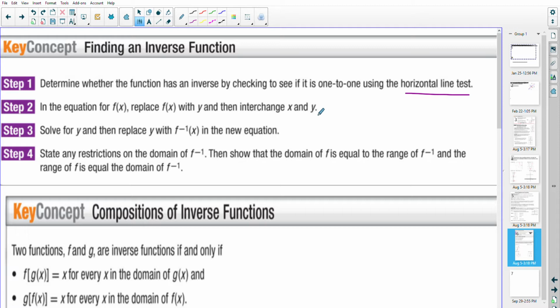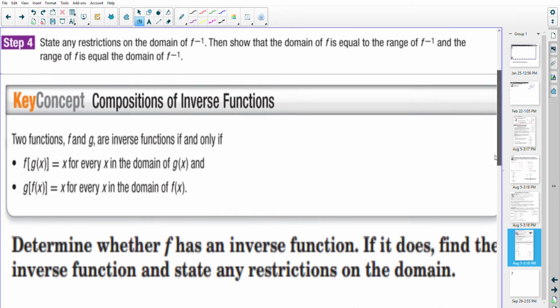That makes sense because when you go from a function to its inverse, you're switching the x and the y, or the domains and the ranges. Then you're going to solve for the new y and replace it with f inverse of x. And lastly, state any restrictions on the domain. So we'll do that in just a little bit.